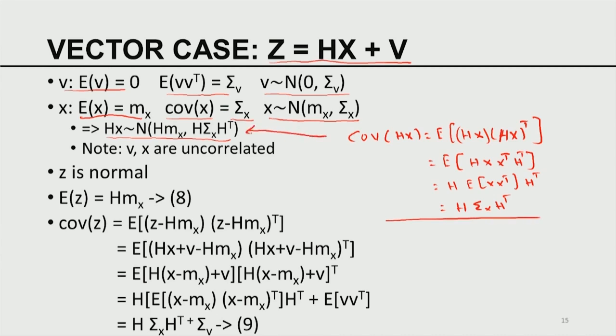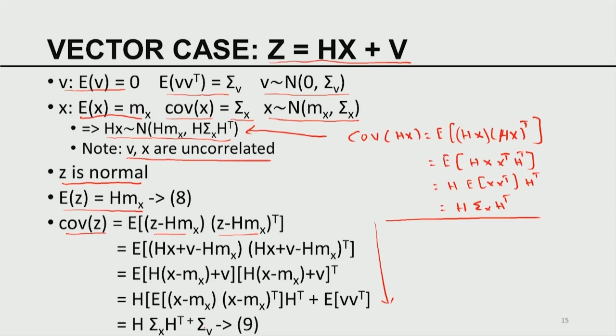That's why this occurs. We are also assuming x and v are uncorrelated. Z is the sum of h times x plus v. X is normal, h of x is normal, v is normal, x and v are uncorrelated. So z is normal. The mean of z is equal to h times m_x. The covariance of z is given by this outer product. If you do the simplification as given in here, we get the formula in 9, which is h sigma_x h transpose plus sigma_v. So that is the covariance of z.